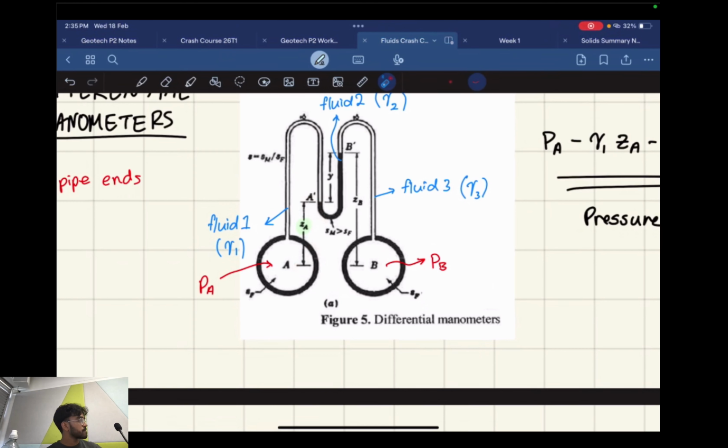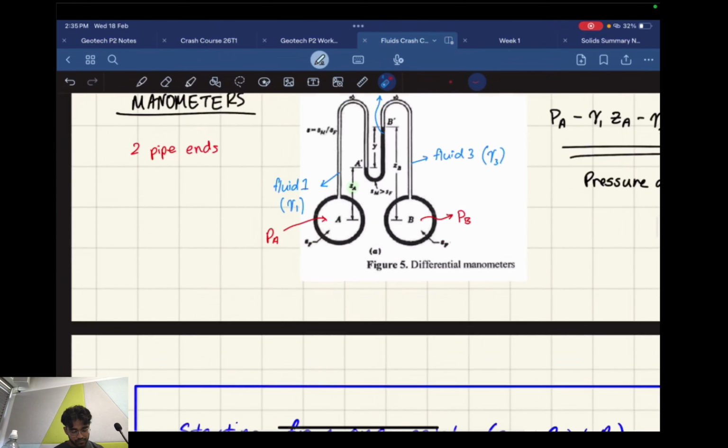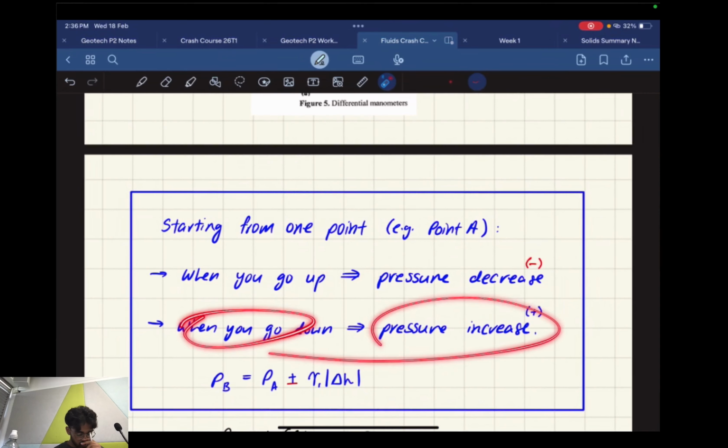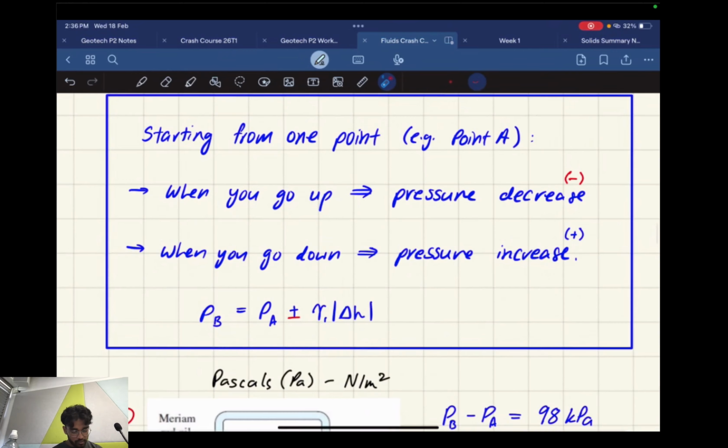Because essentially, you're going up. And as we said earlier, the deeper you go, your pressure increases. Vice versa, the shallower you go, it's going to decrease your pressure. So when you go up, your pressure is going to decrease. When you go down, your pressure is going to increase. So this is the formula I like to use.